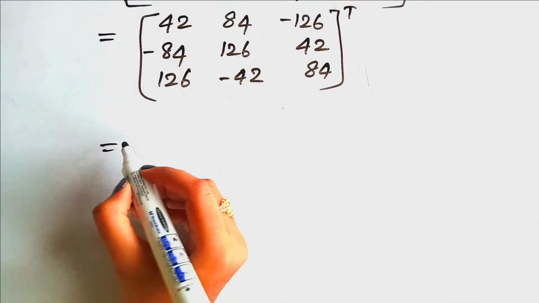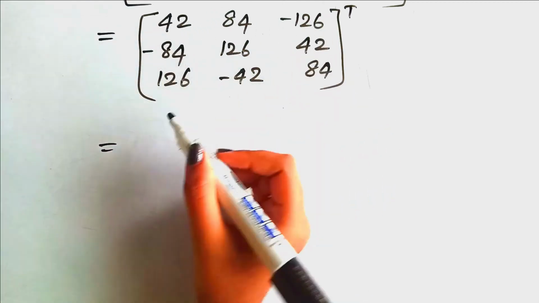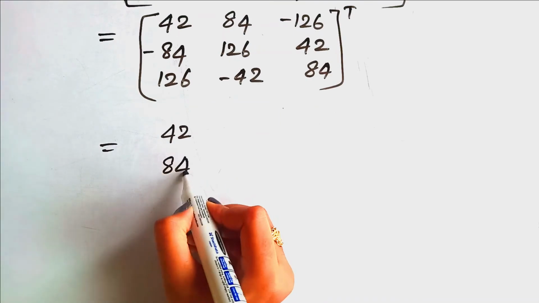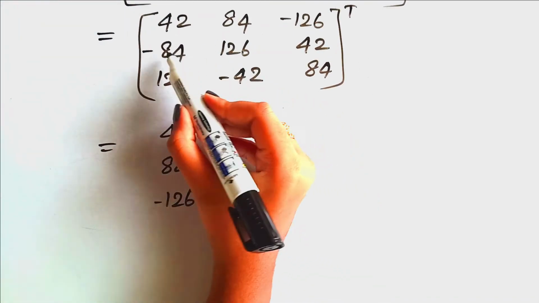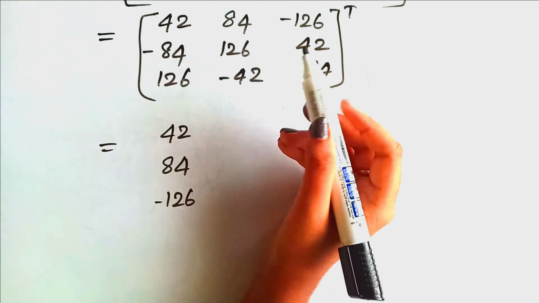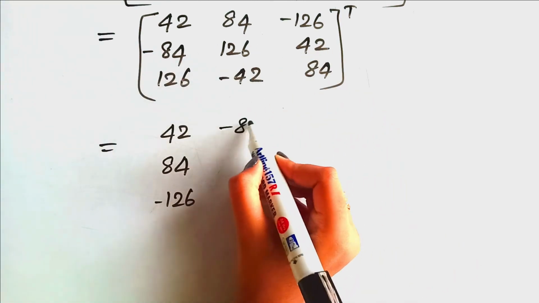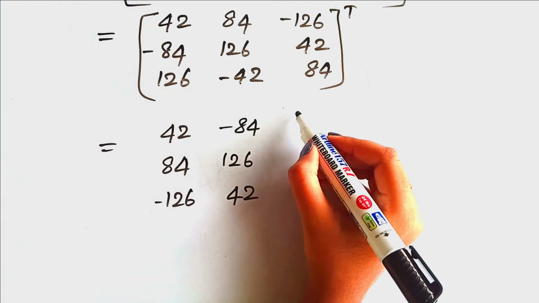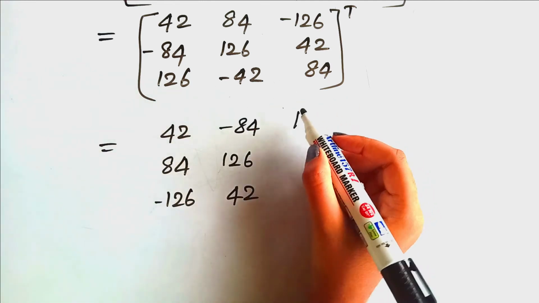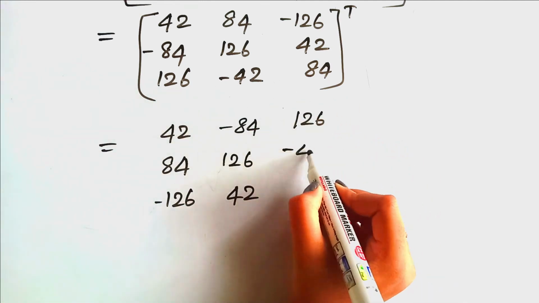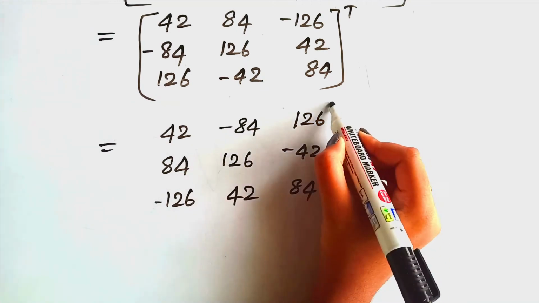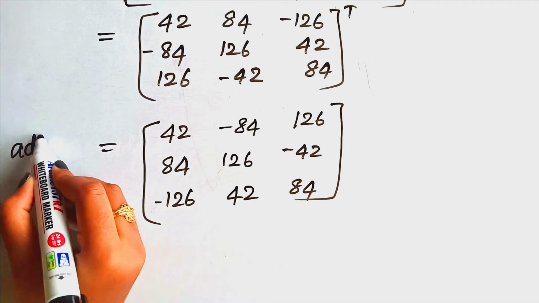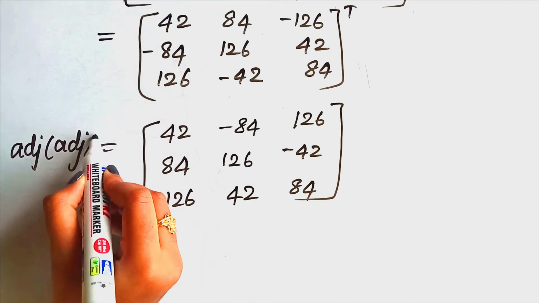For making the transpose, you have to take a column and put it in a row. So 42, 84 and minus 126, you have to put in a row, and then for the second row, you have to take the second column, which is minus 84, 126 and 42, and then the final column, you take it as the final row, 126, minus 42 and 84. So this is how you'll find the transpose here, and therefore we have found the value of adjoint A.